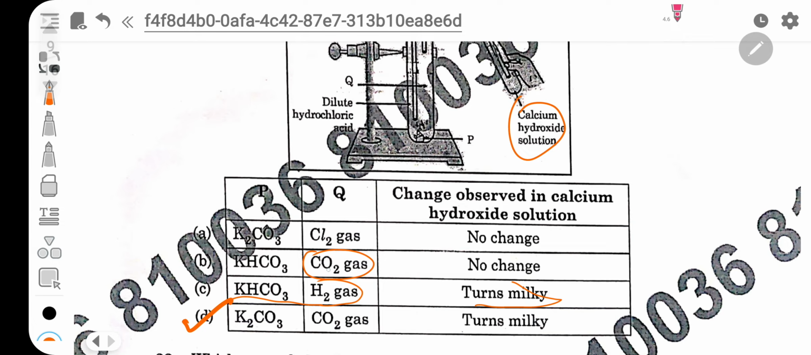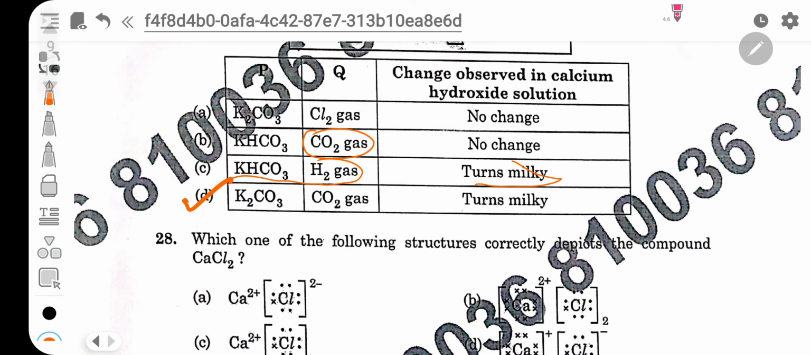But due to the CO2 gas, it doesn't change the calcium hydroxide color. So the answer will be D only, which satisfies all the conditions.